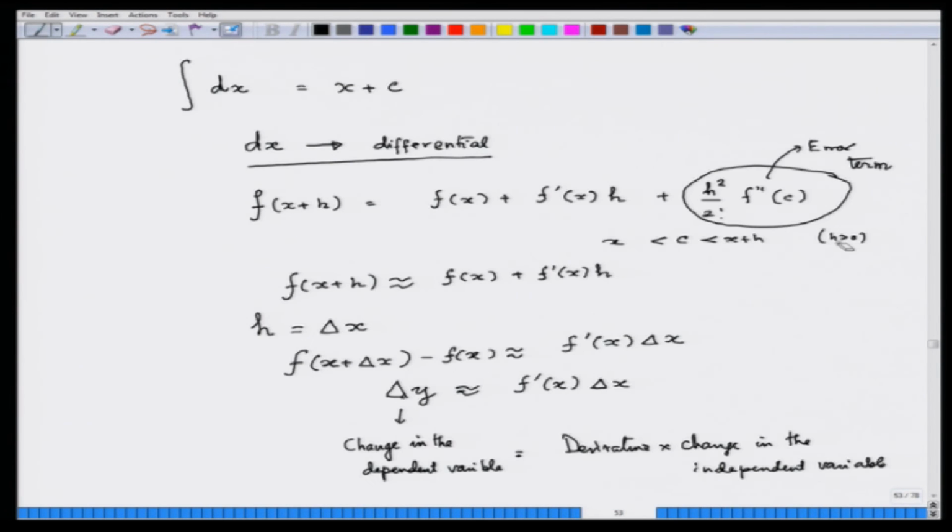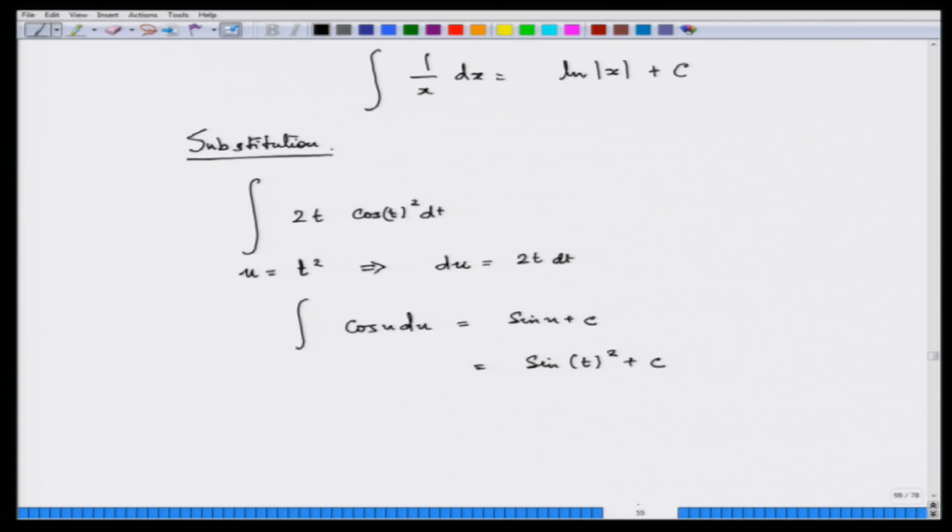So what is the general process of this whole thing? I will just come back to this slide where I have made a mistake. I had put an h square here, which I have now removed. The error term is just h squared by 2 into f double dash c. There is no extra h square here, I just made a mistake while writing. So this is the basic substitution method.